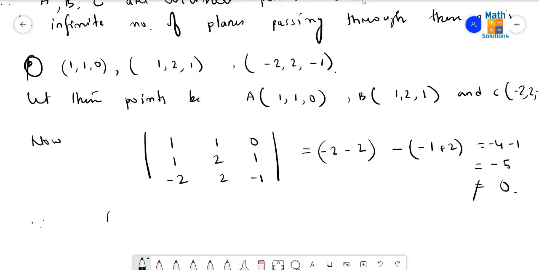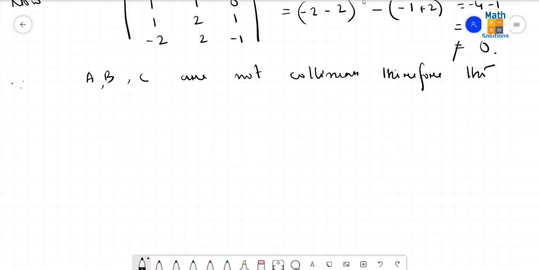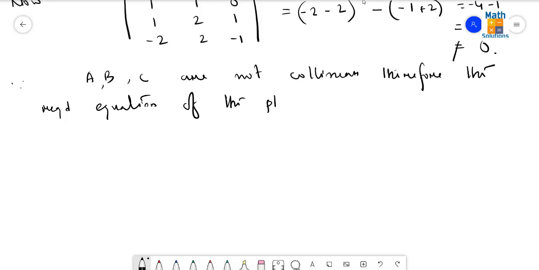Since A, B, C are not collinear, therefore the required equation of the plane is, this will be taking this form.